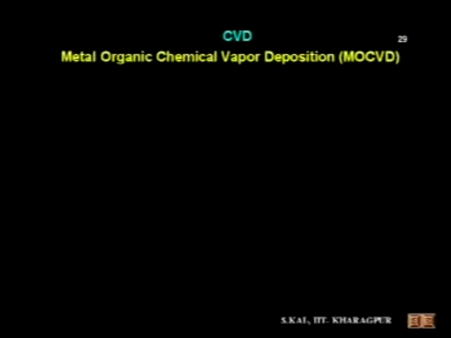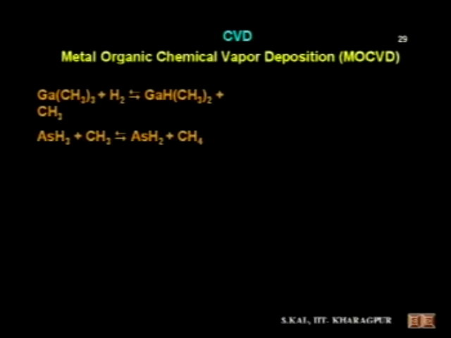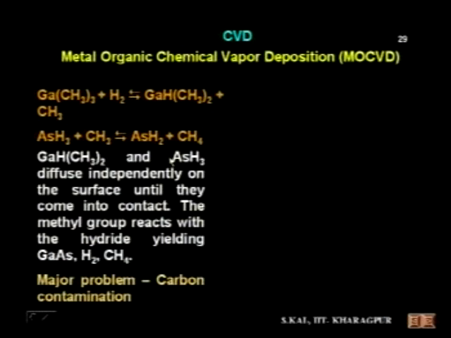And I'll show you the reaction mechanism and the schematic of the MOCVD system. The trimethyl gallium, Ga(CH3)3, decomposes with hydrogen at higher temperature and gives rise to GaH(CH3)2, one intermediate compound, and CH3. And AsH3, the arsine, with CH3 will form AsH2 plus CH4. Now, this AsH2 and GaH(CH3)2, these two intermediate compounds, will react together and form gallium arsenide.